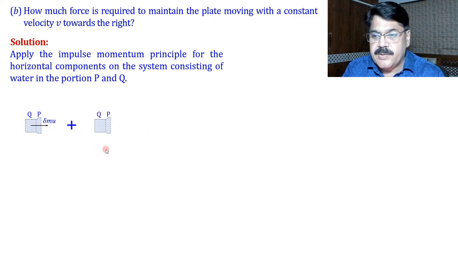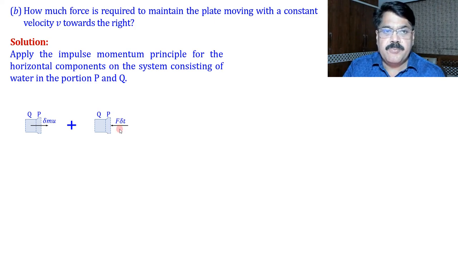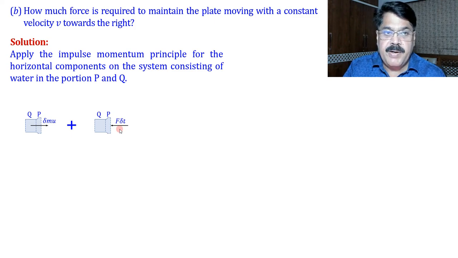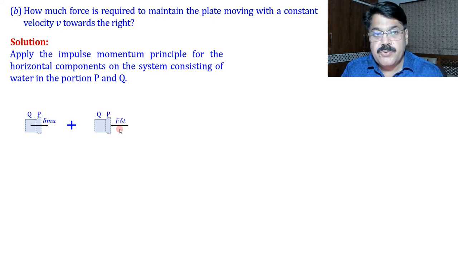And we write impulses of the forces here, F dt. And this is the force of reaction between the water and the plate, because plate is moving at a constant velocity. So net force on the plate must be 0 in horizontal direction. So what force is applied on the plate, the same force must be applied by the water on the plate, and the plate must apply the same force. So what is the force required to maintain the plate moving with the constant velocity?